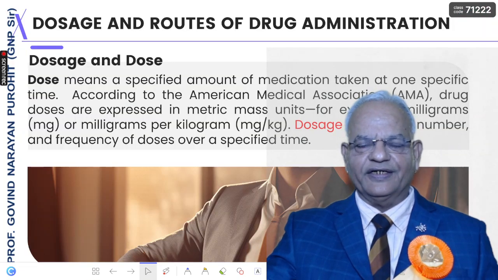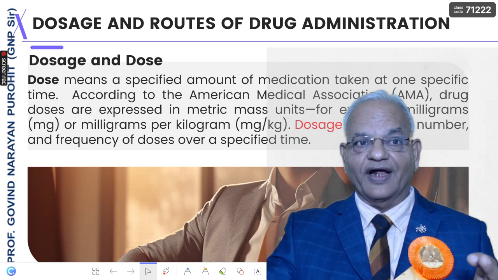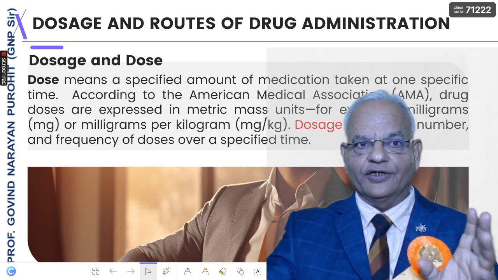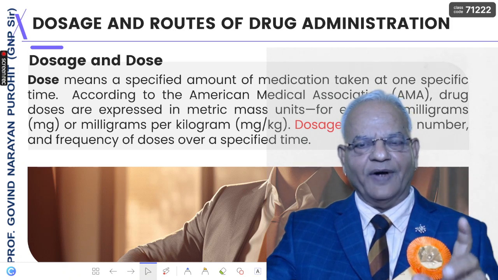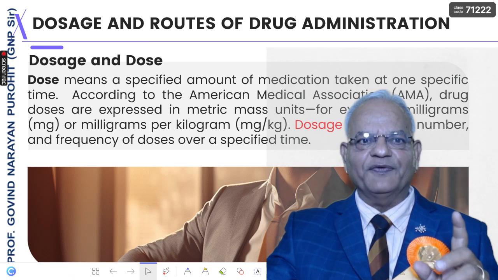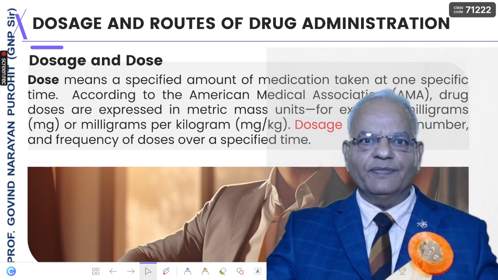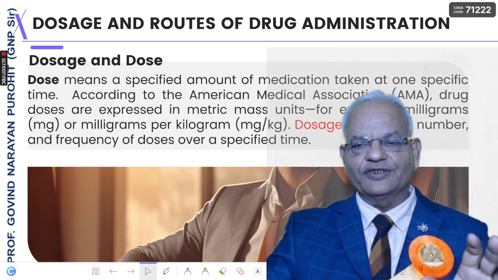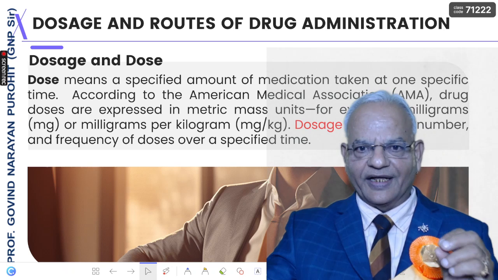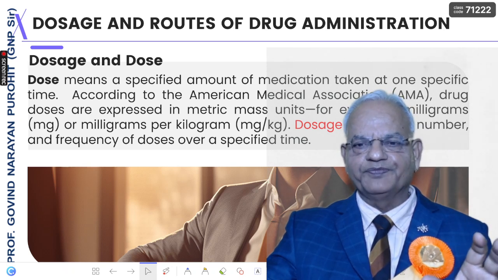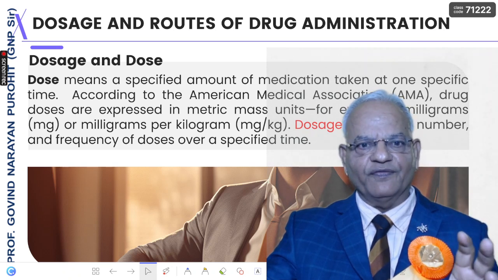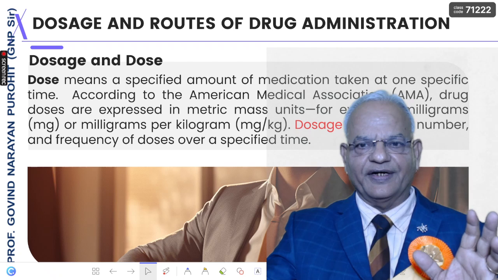First, let us try to understand what is dosage and routes of drug administration. First, let us understand what is a dose. A dose means a specified amount of medication taken at a specific time. According to the American Medical Association, drug doses are expressed in metric mass units, for example, milligrams or milligrams per kg body weight. And dosage is the amount, number, and frequency of doses over a specified time.